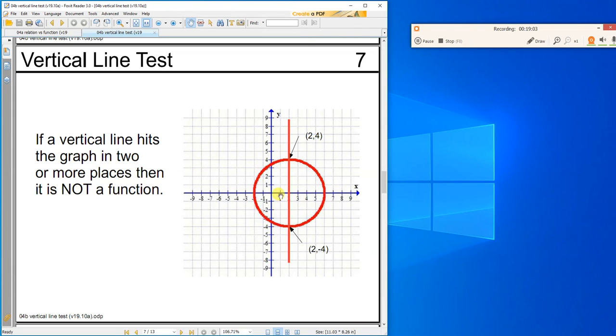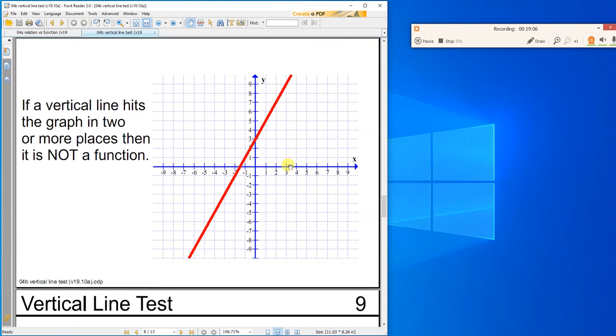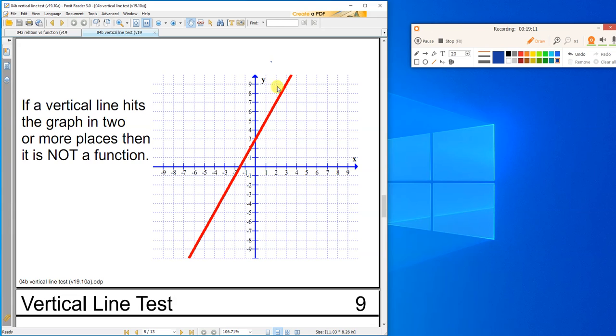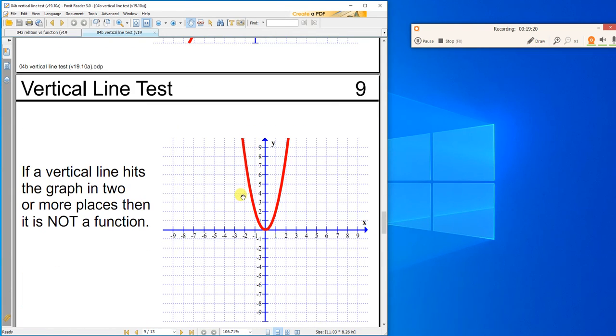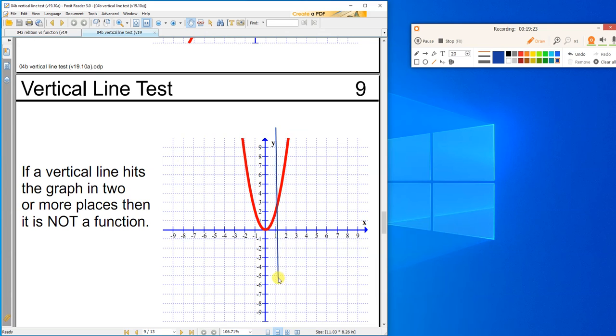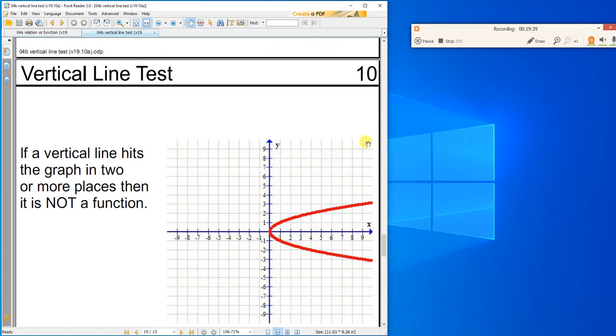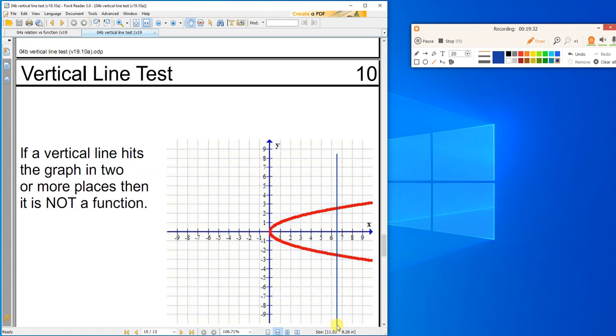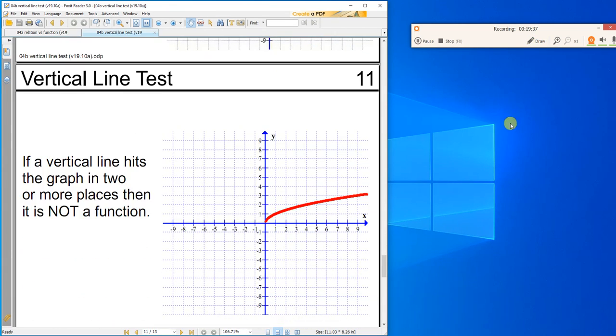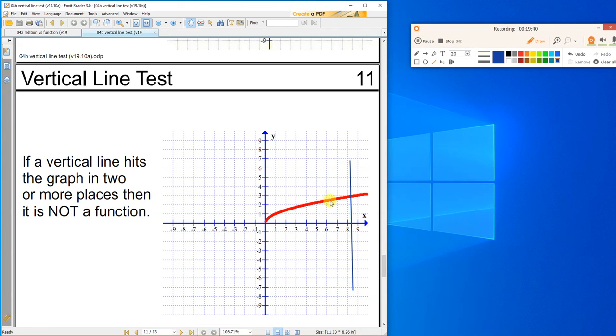So let's look at some of these. Not a function. Boom, it hits it twice. This guy, is it a function? It's totally a function, right? If I draw a vertical line, boom, hits it one time. Vertical line, hits it one time. It's a function. This one, right? Boom, vertical line one time. It's a function. This guy, boom. Vertical line 2 times, not a function. This guy. Vertical line 1 time, function. It's a function.